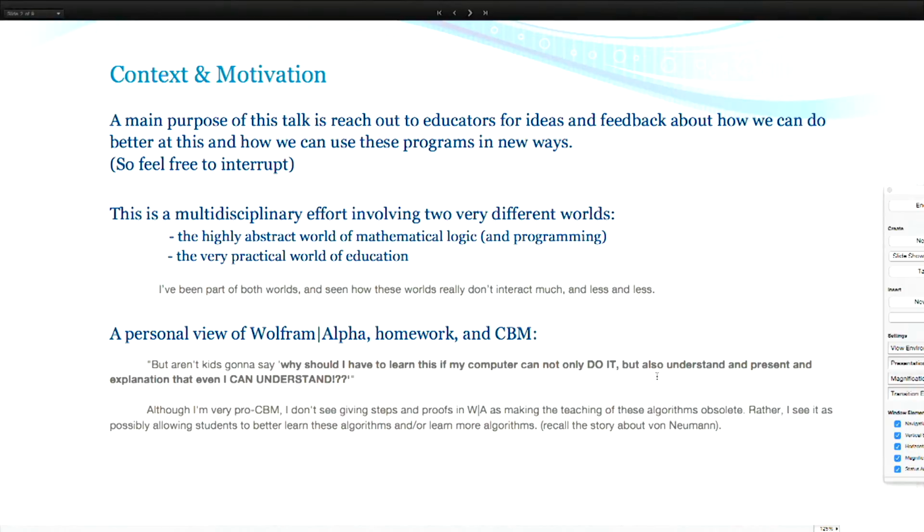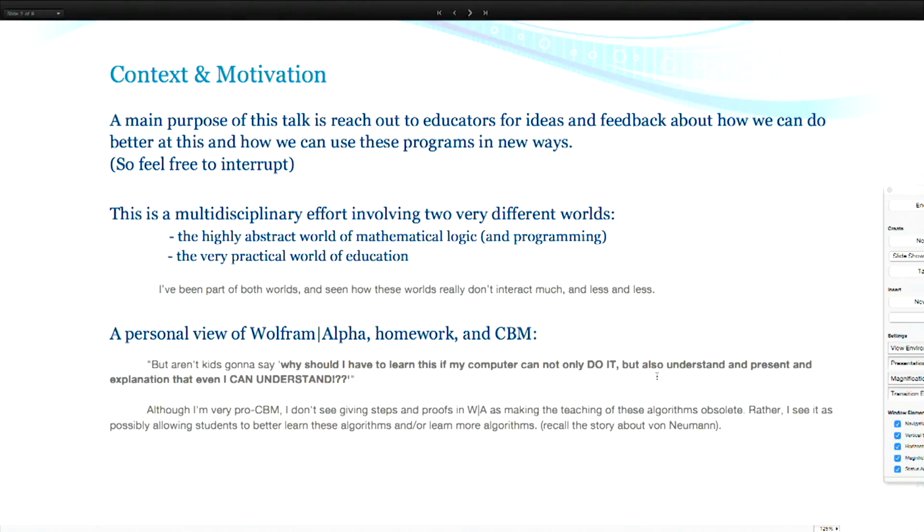A little personal view of Wolfram Alpha's step-by-step and homework and computer-based math, because I think it deserves to be addressed a little bit.